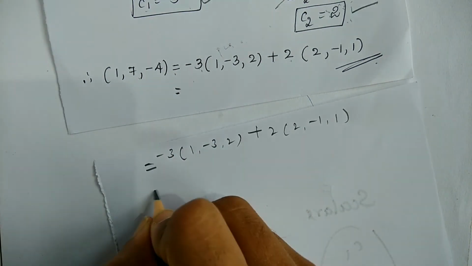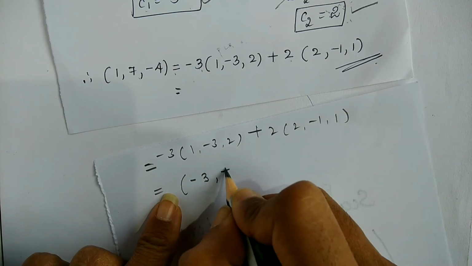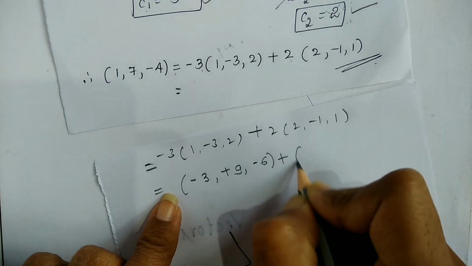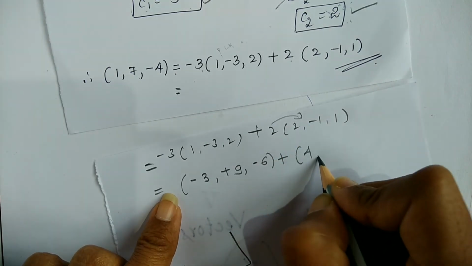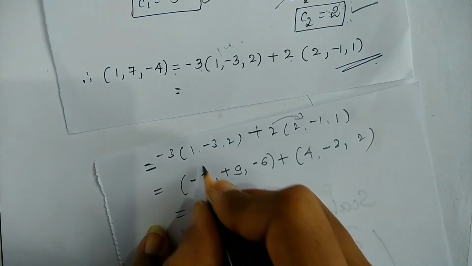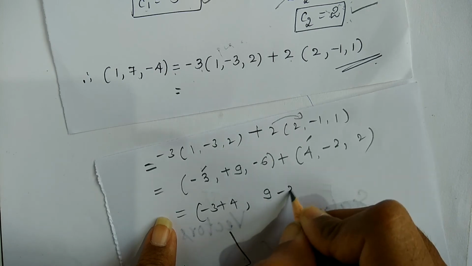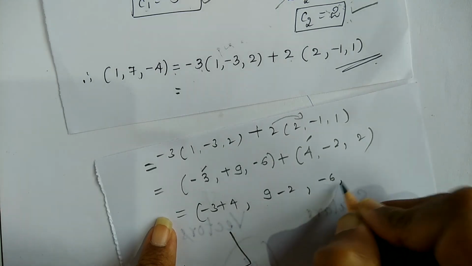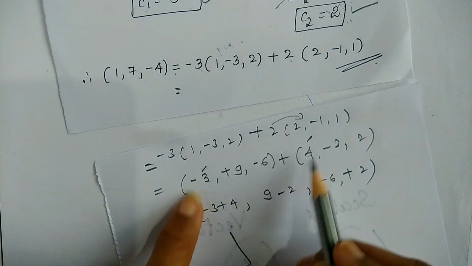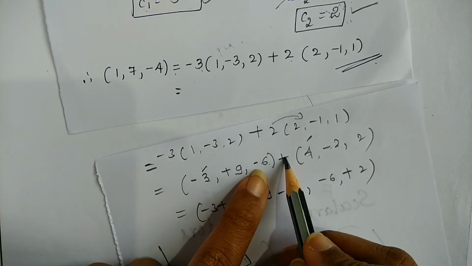So minus 3 ones are minus 3, minus into minus, plus 3 3s are 9, minus 3 2s are minus 6. Now multiply 2 within: 2 2s are 4, 2 minus 1s are minus 2, 2 1s are 2. So now minus 3 plus 4, comma, 9 minus 2, comma, minus 6 plus 2. Is it okay?